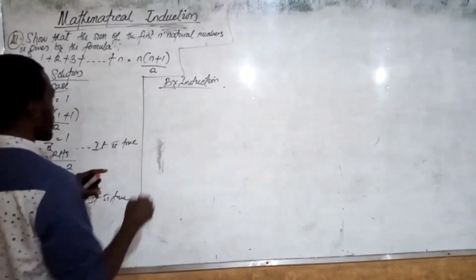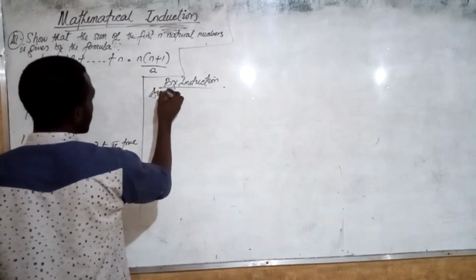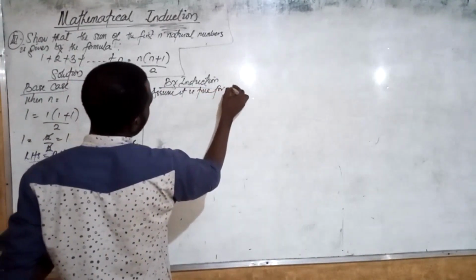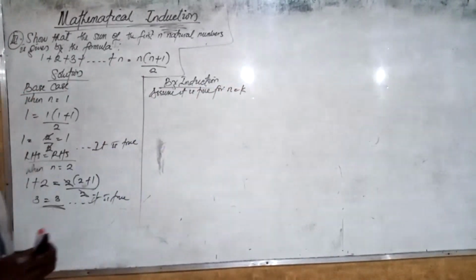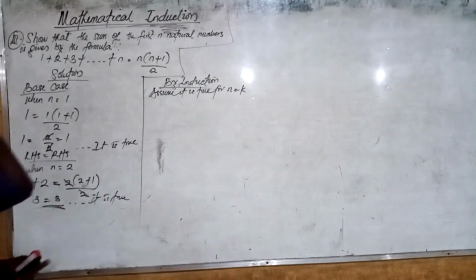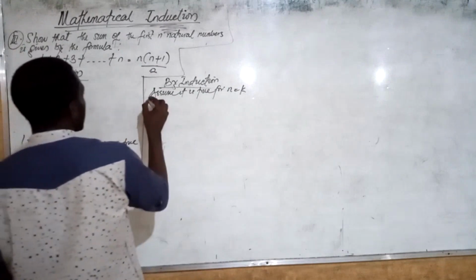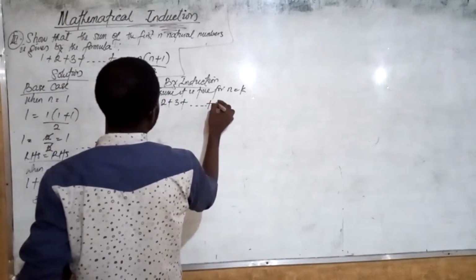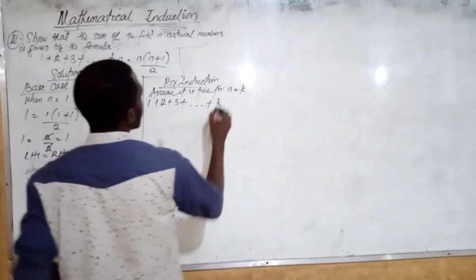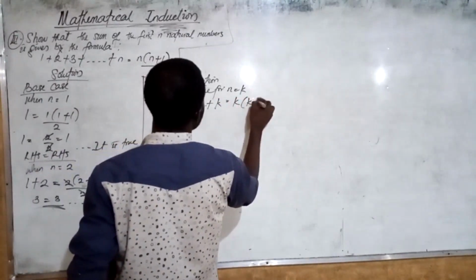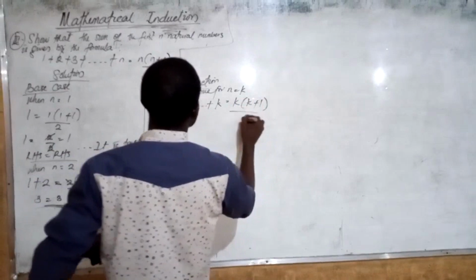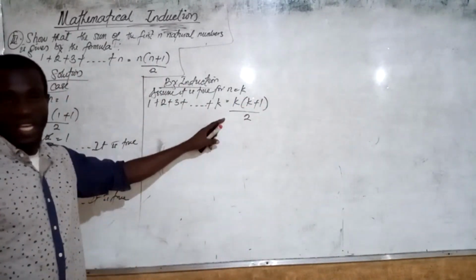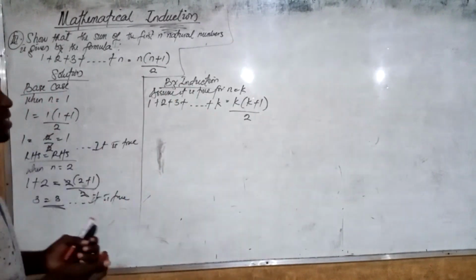in the induction process, we assume it is true for n equals k. So if we are assuming that it is true for n equals k, it means that our statement has turned to 1 plus 2 plus 3 plus ... plus k will be equal to k into bracket k plus 1 all over 2. Why? Because we are testing for k. So we change all n to k and our statement has also changed.